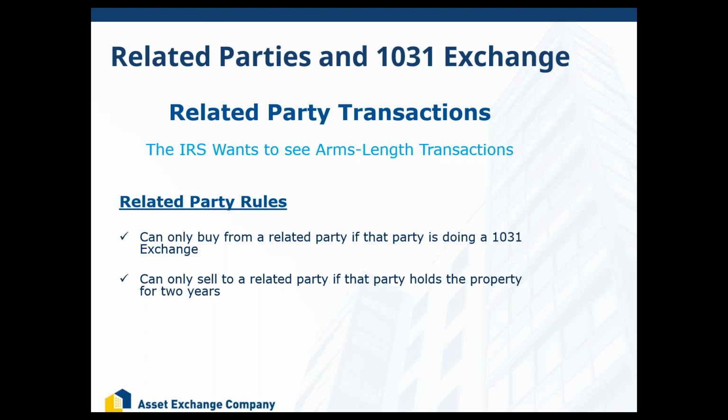years. So again, you just need to be really, really careful if you're doing anything with a related party in regards to a 1031 exchange. You have to dot every I and cross every T. If they're looking for it on that form, it's a red flag. It could possibly trigger some type of audit.